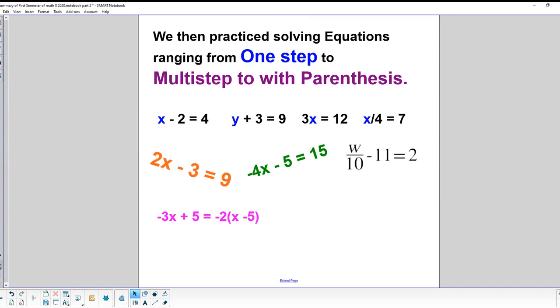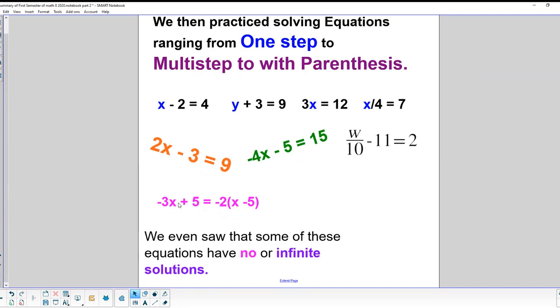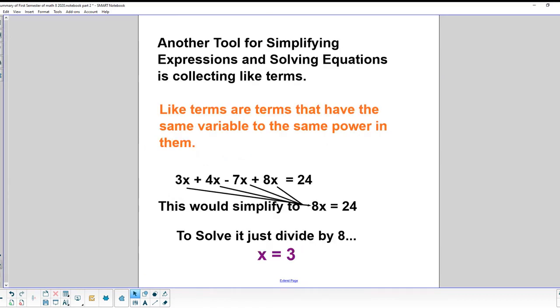And most of you were able to do that quite successfully. Another thing that we even saw toward the end of that unit was that some of those equations have no or infinite solutions. And they were just a little bit unusual when you solved them.